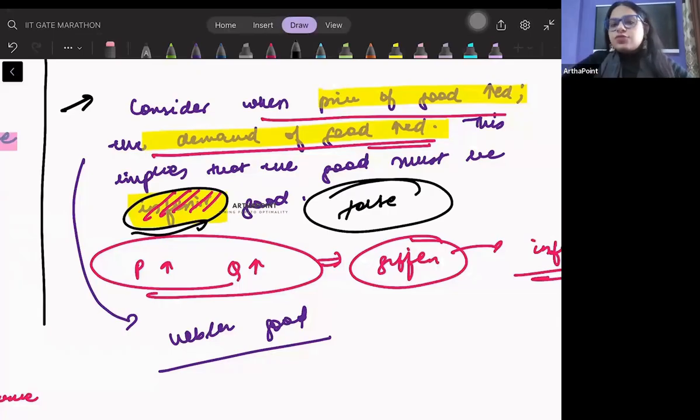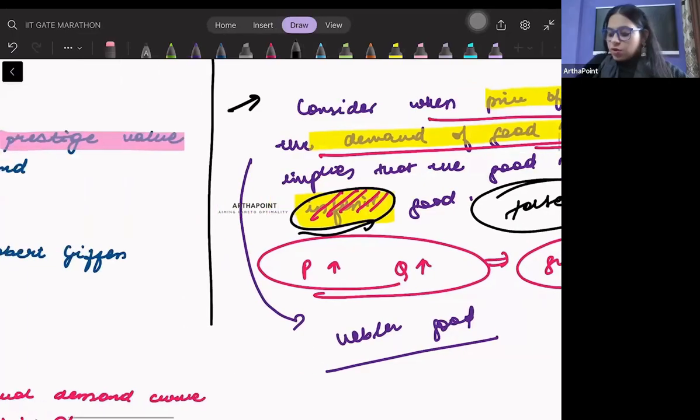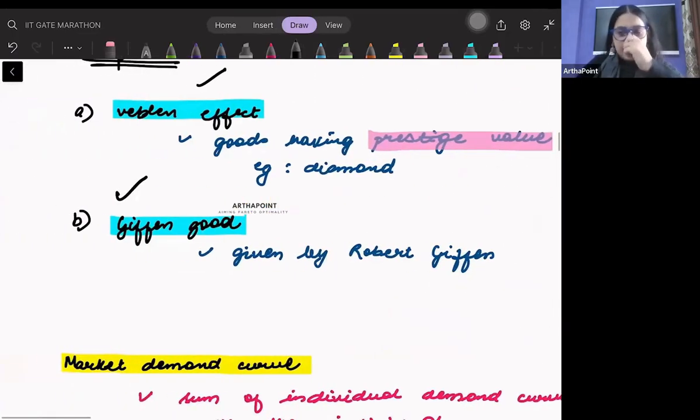यहाँ पे prestige involved है, उस prestige की वजह से मैं ये कर रही हूँ. That is why it is called a Veblen good. Law of demand is not being followed, but in the background we have the prestige value in this case, right? Okay. Then this is the market demand curve.